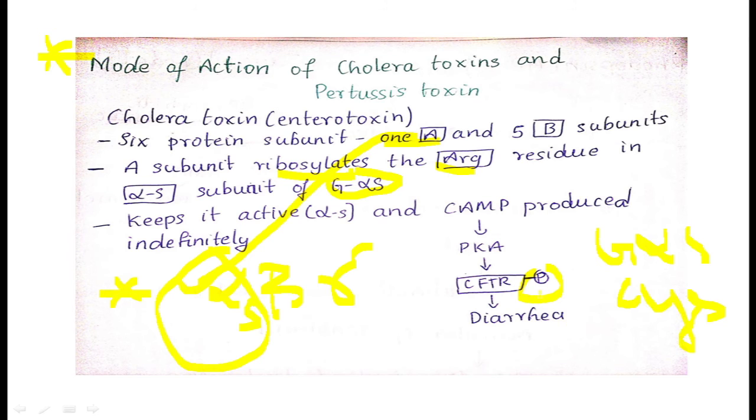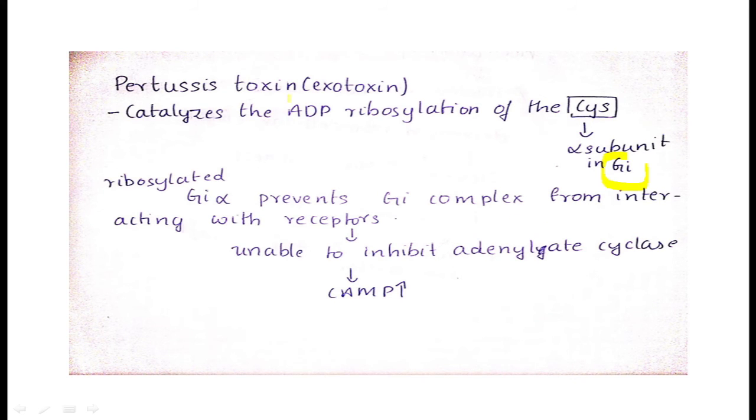In case of G alpha I, in case of pertussis toxin, it's an exotoxin. It catalyzes the ADP ribosylation of the cysteine amino acid in the alpha subunit in G I. What does G I do? It is going to inhibit adenylyl cyclase. Ribosylated G I alpha prevents the G I complex from interacting with receptors, and hence it is unable to inhibit adenylyl cyclase. That means cAMP will be produced more.